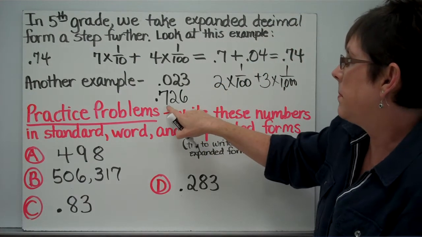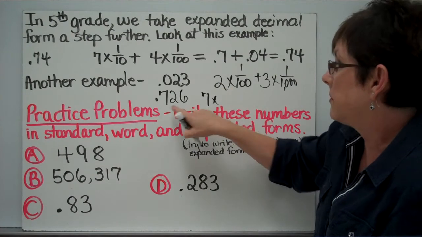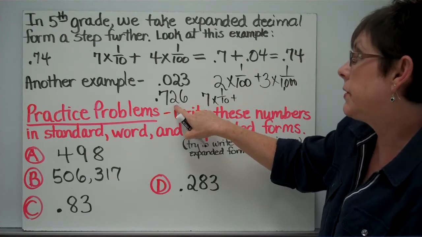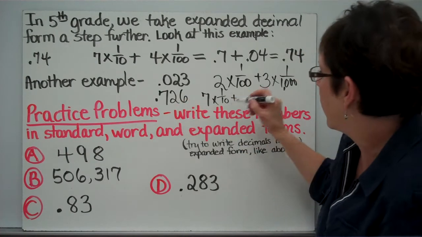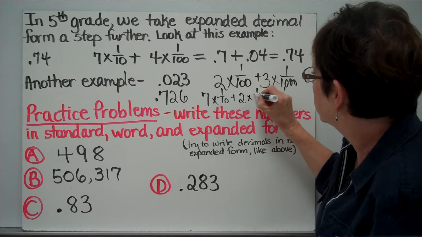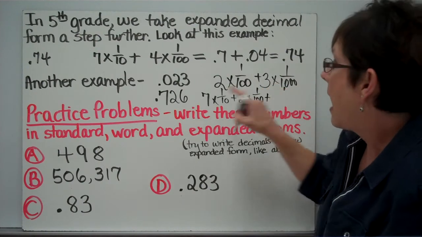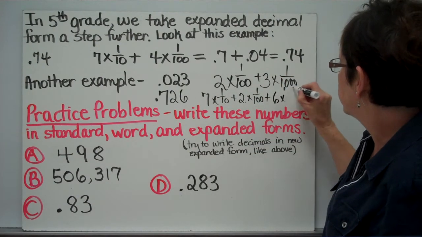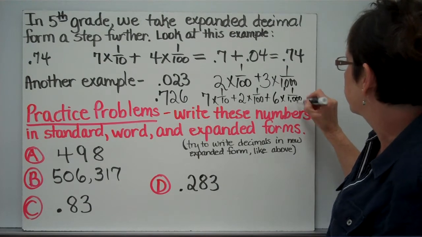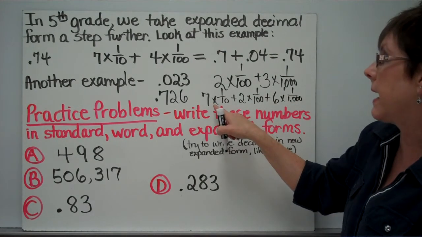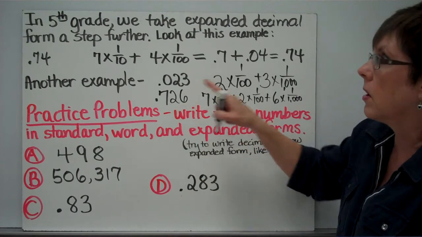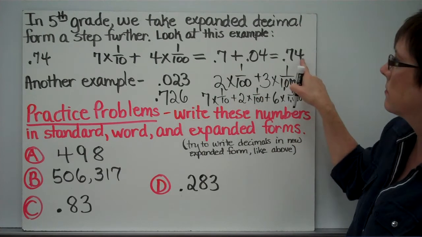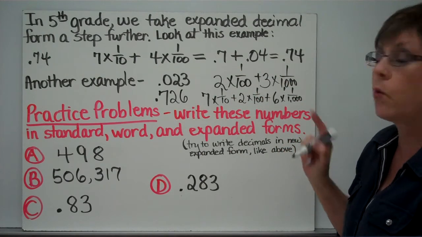726. This would be 7 times, the 7's in the tenths place, 1/10. The 2 is in the hundredths place. That would be 2 times 1/100th. And the 6 is in the thousandths place. 6 times 1/1,000th. And that would be the expanded form of this decimal in this new way of expressing it, which I know is a little different from this. I get that. I understand what you mean. We'll work on it in class, though.